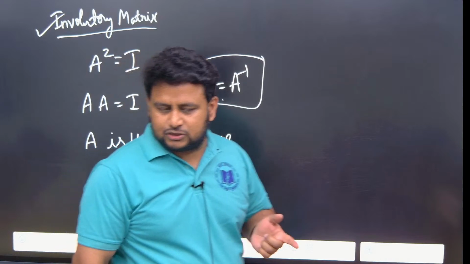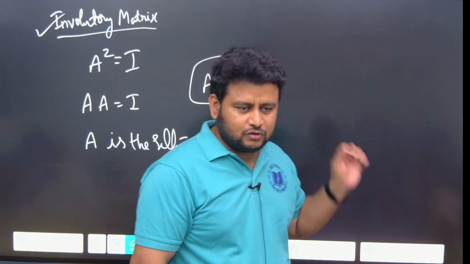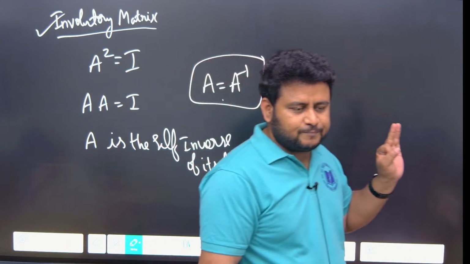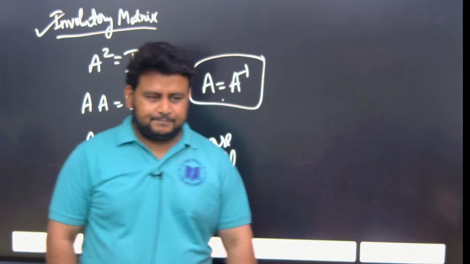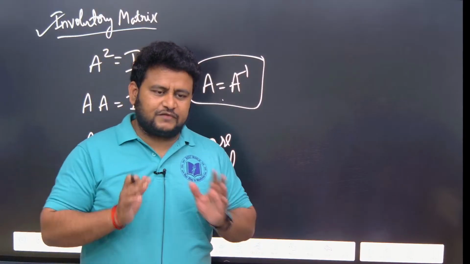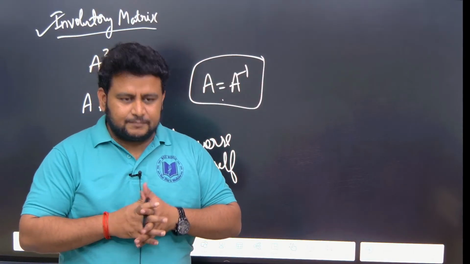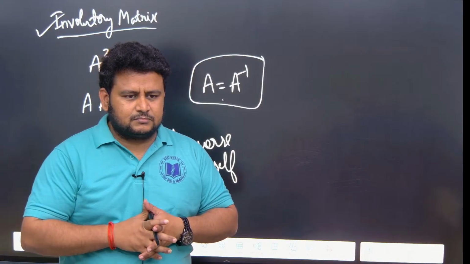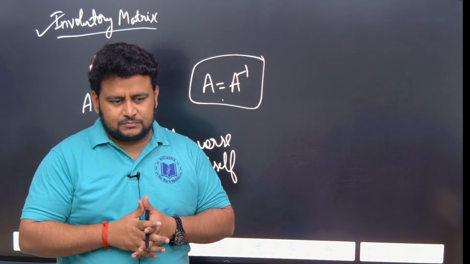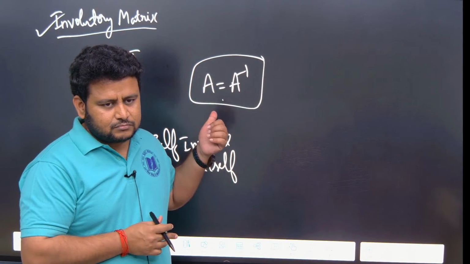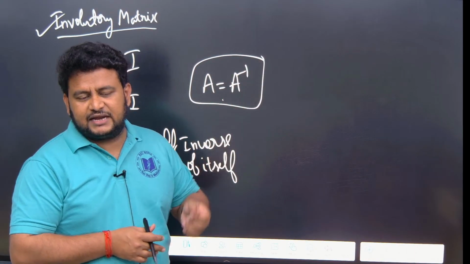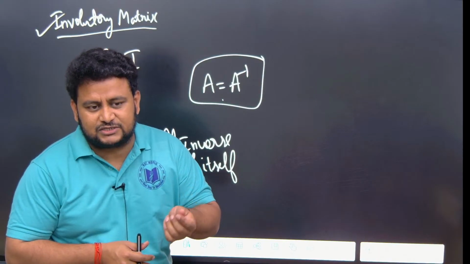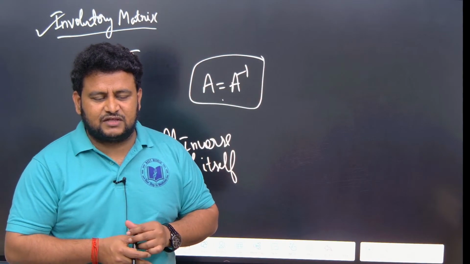Clear? Understood now? So these are the things you should know when it comes to idempotent, nilpotent and also involutory. Idempotent means A square is equal to A, so A to the power of anything will be equal to A. Nilpotent means A square, or A power n, is a null matrix. Where it becomes a null matrix, the lowest value is called the index of the matrix.